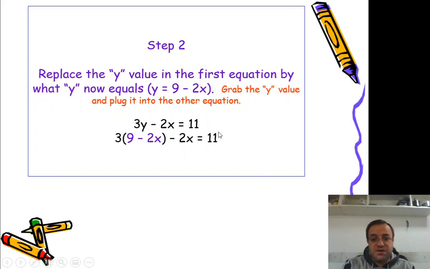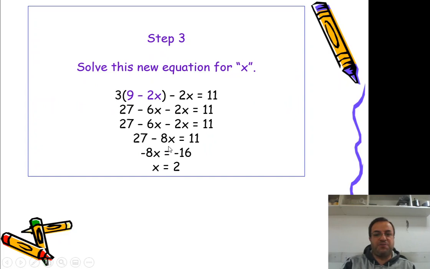And now this equation, as you see here, is an equation of one unknown of the first degree, one unknown of the first degree, which is here x. And we solve it to get the value of x. Step 3. Solve the new equation for x. 3 into 9 minus 2x, and we complete the performing of this equation to find the value of x. So we get x equals what? 2. x equals 2. This is not enough.